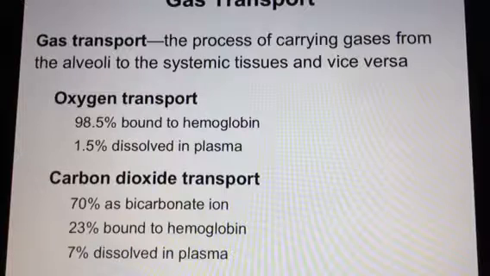So the process of carrying those gases is gas transport. Once the gas exchange has happened, the gas transport is happening. And so oxygen, we know, is bound to the hemoglobin. And then this talks about how carbon dioxide is transported. I don't really need you to memorize these percentages, but just realize that carbon dioxide is not really all in one place like oxygen is. It is traveling in the plasma. Some of it is bound to hemoglobin, which we don't really talk about too much, but it is. And then other is as the bicarbonate ion. So not as CO2, but as a bicarbonate ion.